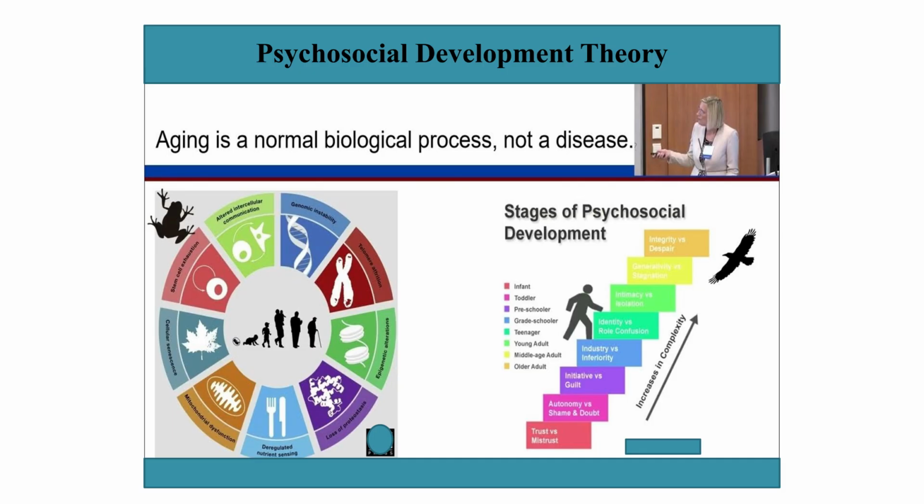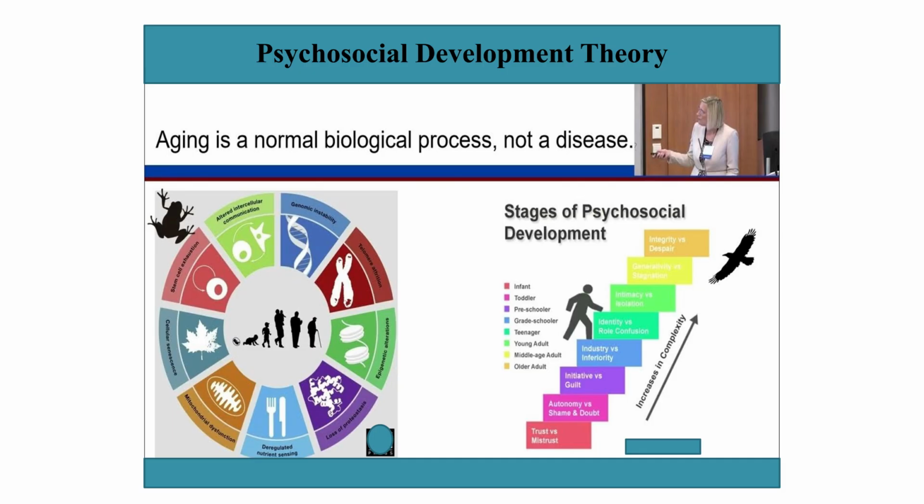The fourth stage is industry versus inferiority. The fourth psychosocial stage takes place during the early school years from approximately ages 5 to 11. Through social interactions, children begin to develop a sense of pride in their accomplishments and abilities. Children need to cope with new social and academic demands. Success leads to a sense of competence, while failure results in feeling of inferiority.